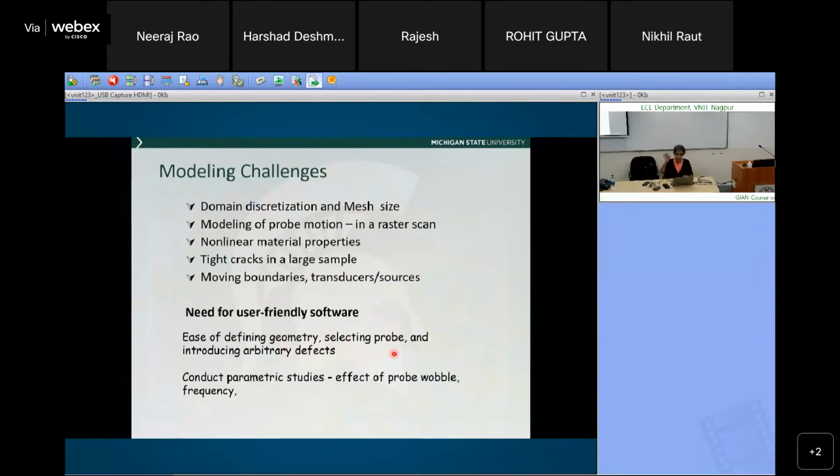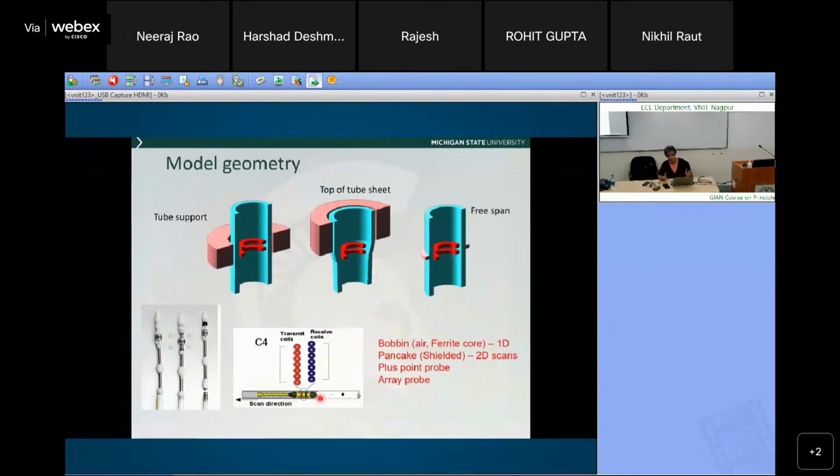Probes are selected using a pull down menu. We have worked with the probe designer and have all the information so that we can model the probe geometry exactly. The user can then introduce arbitrary defect shapes, so they can run parametric studies. How does the signal change with frequency? How does it change with conductivity and with a different probe size? They can do all kinds of things. So this is one of the screenshots.